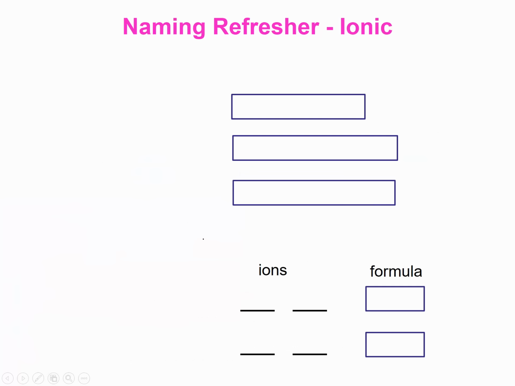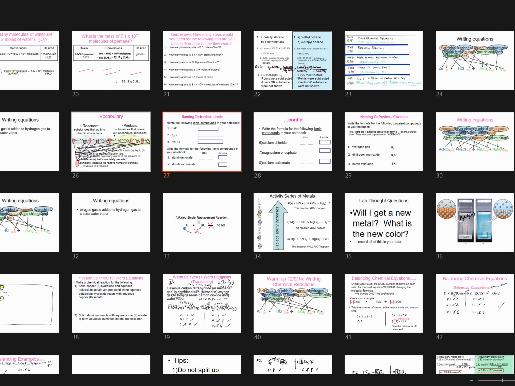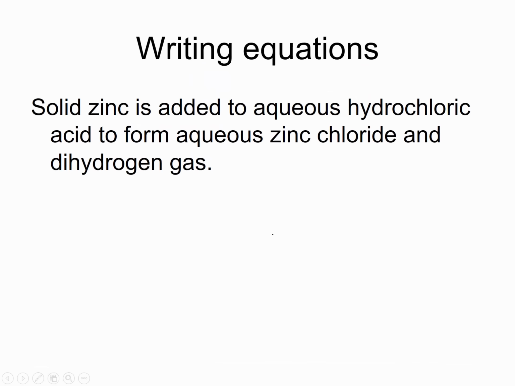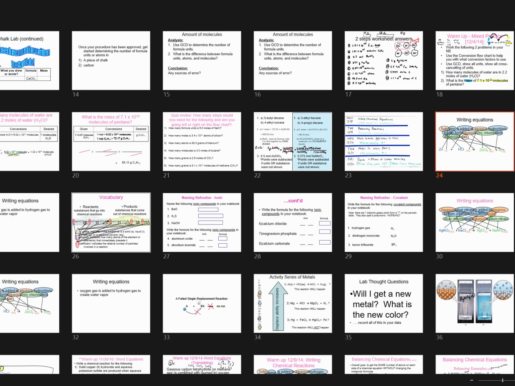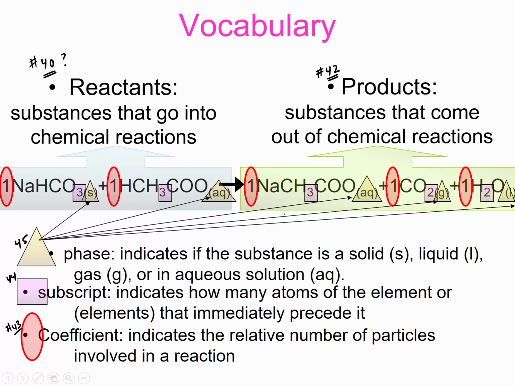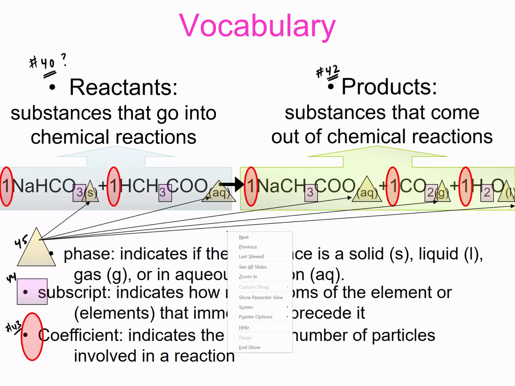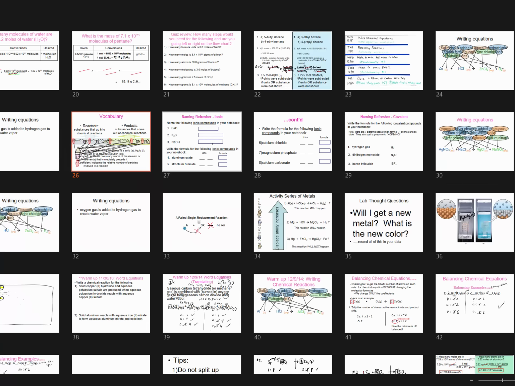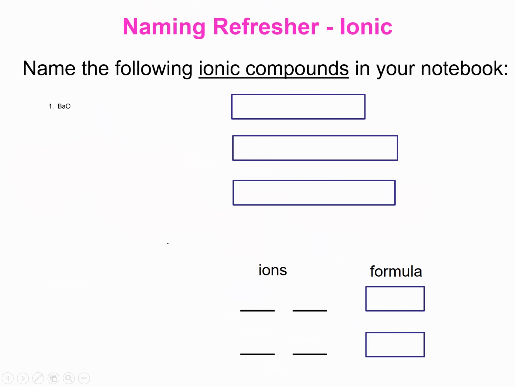Okay, so moving on. Let's go back for a second to these word equations. In this equation, you'll see hydrochloric acid, zinc chloride. Some of these things are covalent, some are ionic, and really we're just naming these, and then we're going to apply the vocabulary terms from this slide in order to translate those words into chemical equations. So let's do a naming refresher.